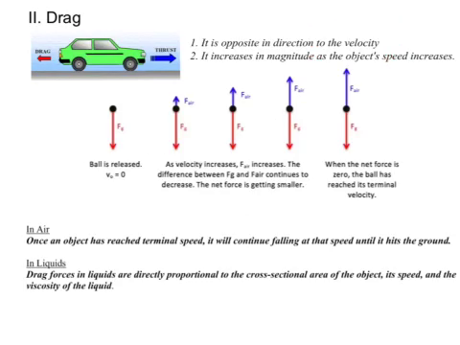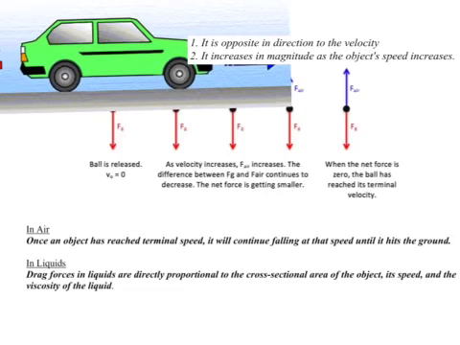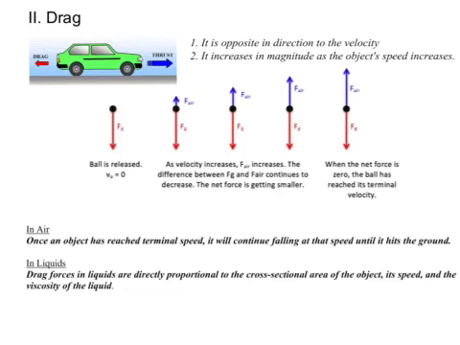Okay, so now let's talk about drag. Drag is a frictional force that's brought about by fluids. Fluids are gases or liquids. So, like surface friction, drag is opposite in direction to the direction of motion, or opposite in direction to the velocity. It increases in magnitude as the object's speed increases. So for this car moving down the road here, we got a thrust force in one direction, drag opposes it this way.